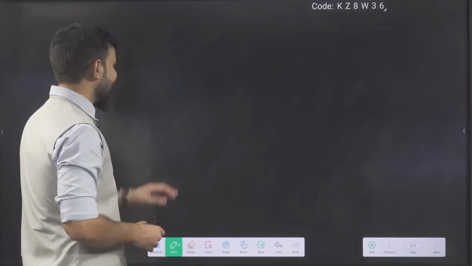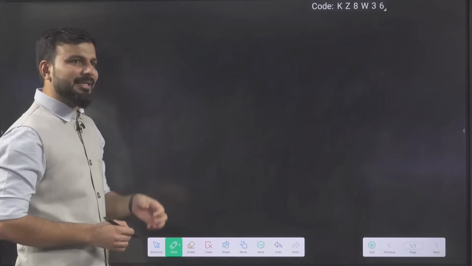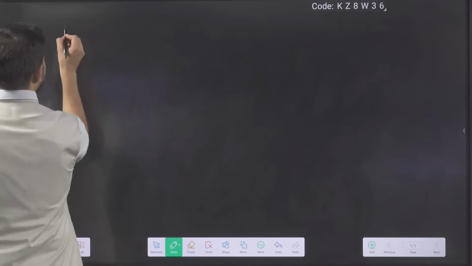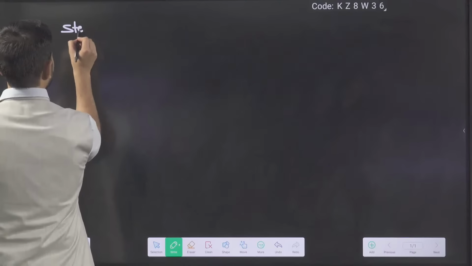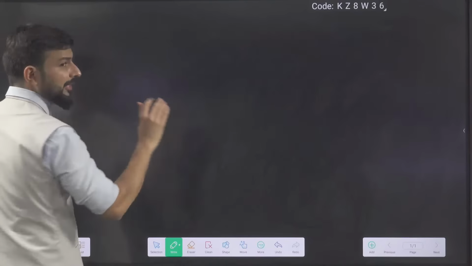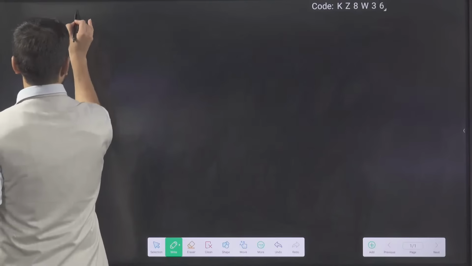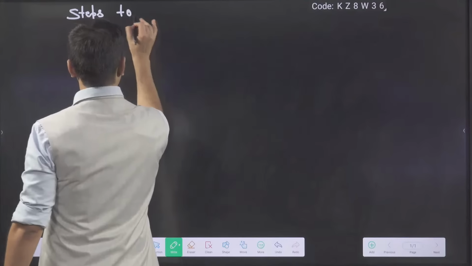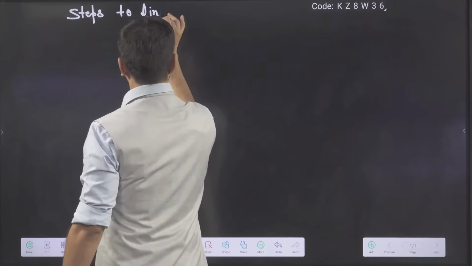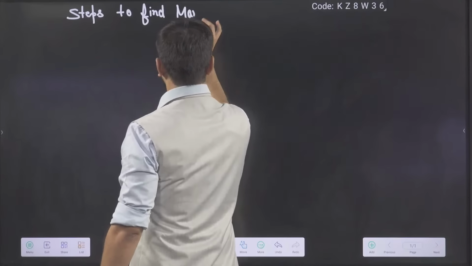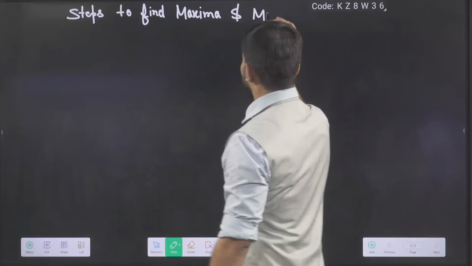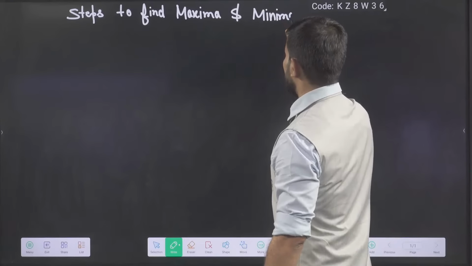Okay, fine. So now here, the application of differentiation, the steps you need to remember. What is the first step to find the maxima and minima? Steps, you need to remember the steps actually. Steps to find maxima and minima. Today I'm not drawing the graph, I'm just explaining the steps now.